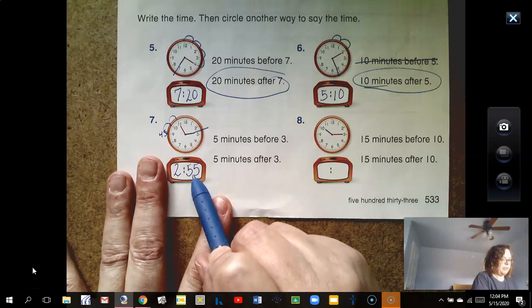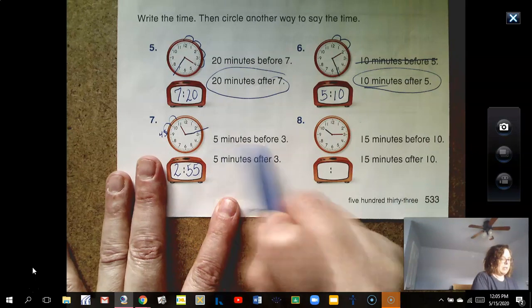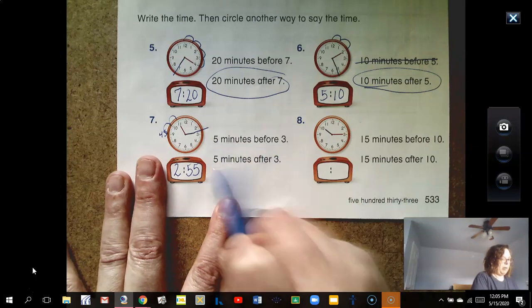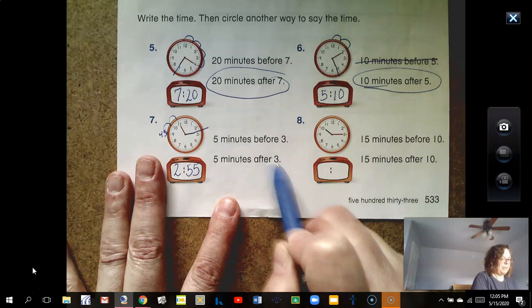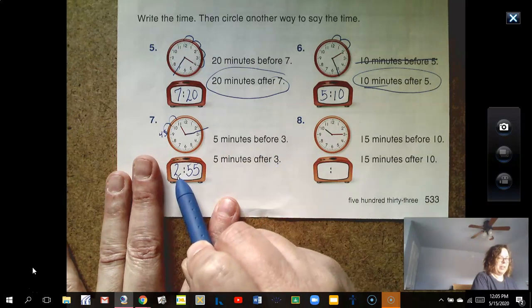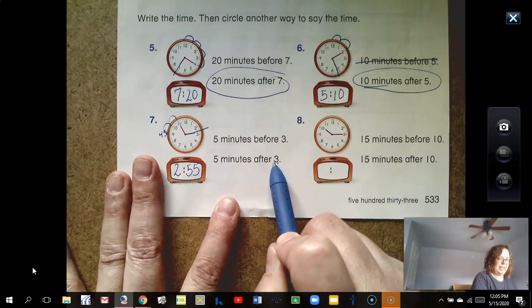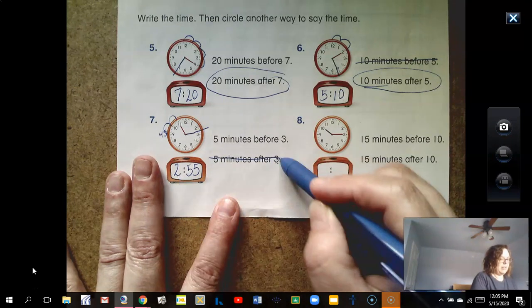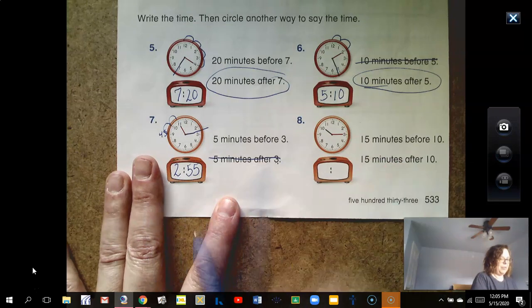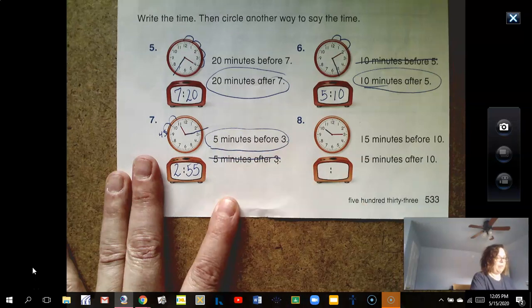So 2:55. It says 5 minutes before 3 or 5 minutes after 3. Well, let's take a look over here. It's 2 o'clock. The hour is 2. So can it be 5 minutes after 3? No, the hour is 2, not 3. So it's 5 minutes before 3.